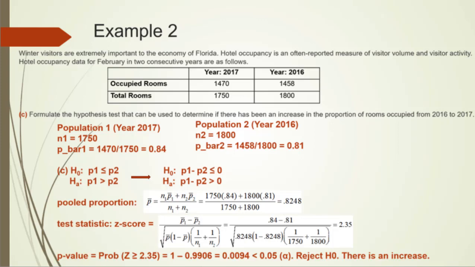I solved this problem using the p-value approach. We could also solve it using the critical value approach as well, and you should always get the same conclusion. I find the p-value to be the upper-tailed probability of the test statistic, which is 0.0094, smaller than the significance level of 5%. Therefore, we have enough evidence to reject the null and conclude P1 is indeed higher than P2. There has been an increase from 2016 to 2017 in terms of the proportion of occupied rooms.